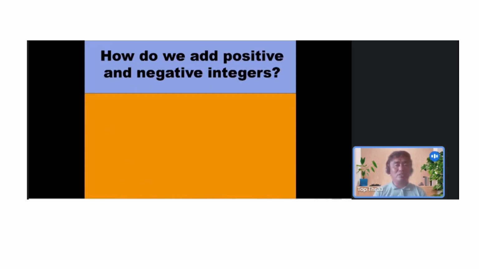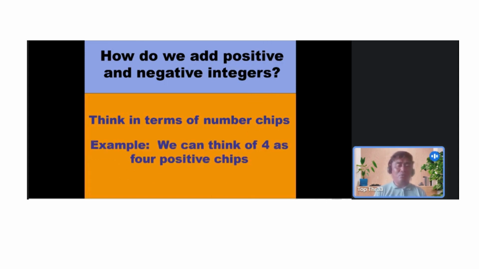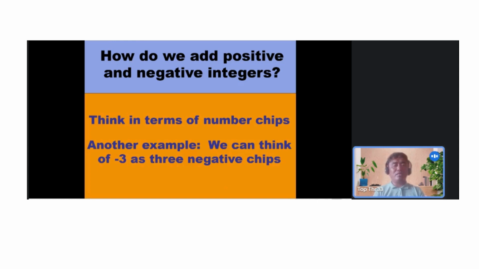The big question is, how do we add positive and negative integers? So to add them, let us think in terms of number chips. We can think of positive 4 as 4 positive chips, just like this one. We can also think of negative 3 as 3 negative chips.